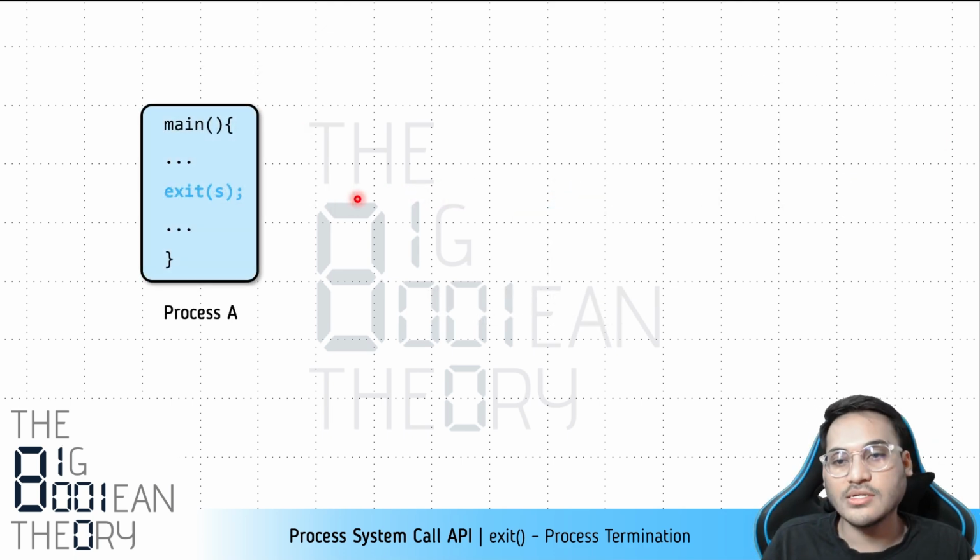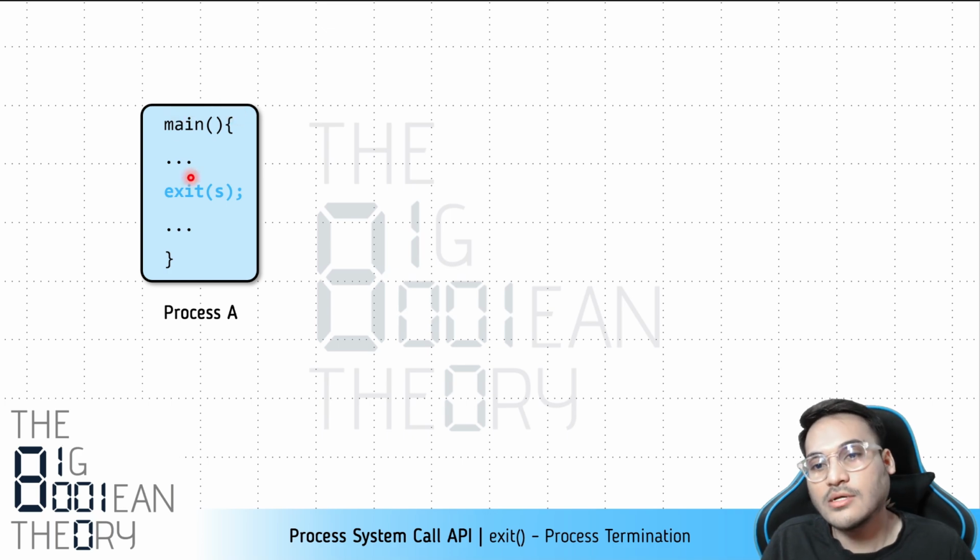So now let us discuss the overall flow of the exit system call and some other points related to it, right? As you can see, we have a process, Process A, and this is the code of the process. This is the main function, and somewhere in the main function, there is the call to the exit system call. One point is that it is not necessary to have the exit system call at the end of the code. You can call exit anywhere. Whenever you call exit, the execution will not happen after that.